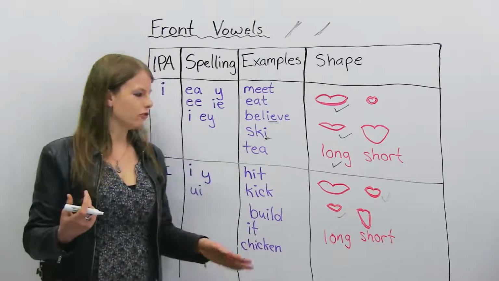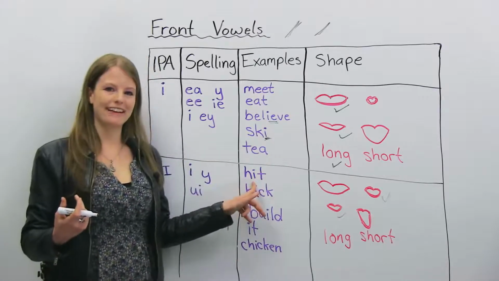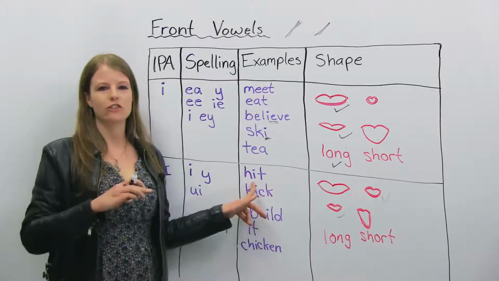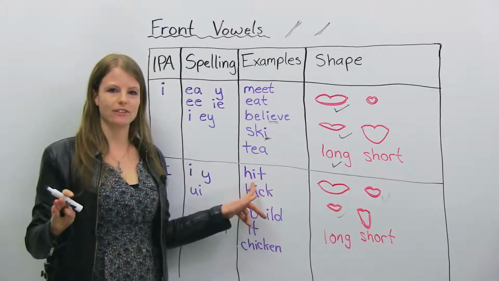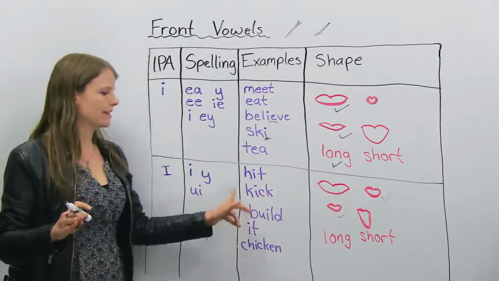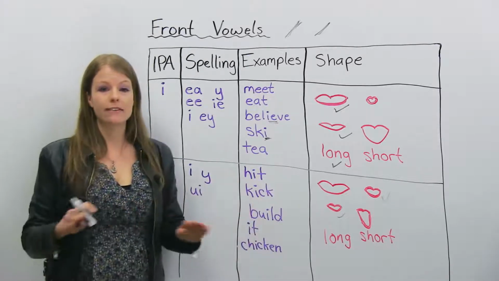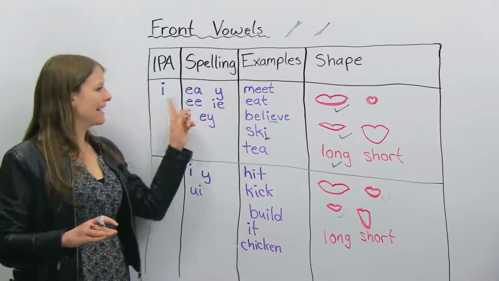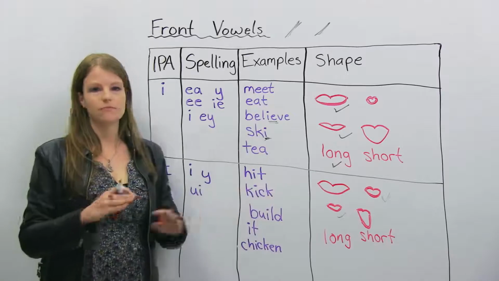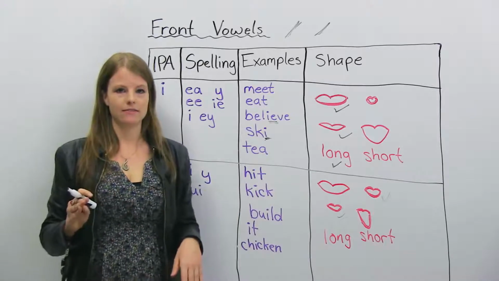A lot of the time students make an E sound when they see this. Instead of saying hit, they'll actually say heat, which is a totally different sound. So anytime you see I, or a word with an I sound in it, you do not smile. For E sounds, you make a big smile. For I sounds, no smile.